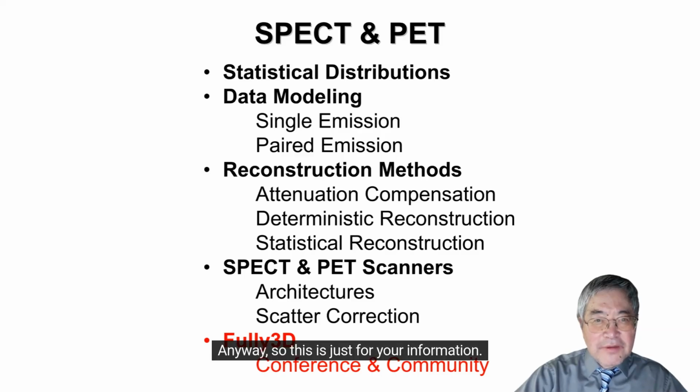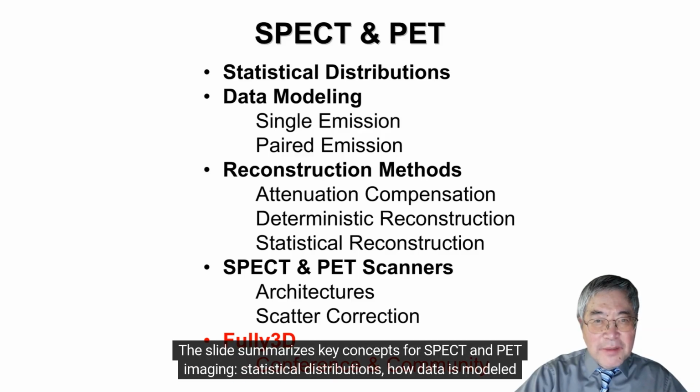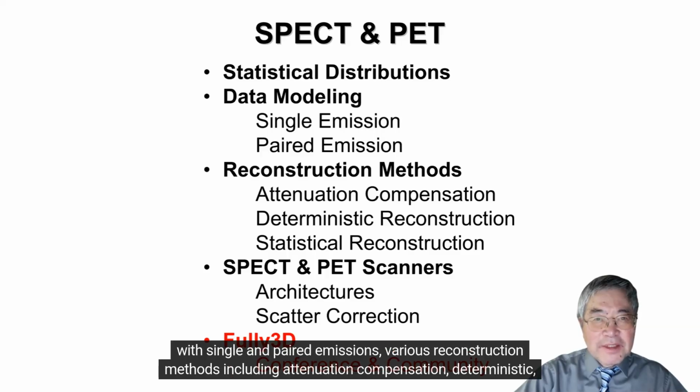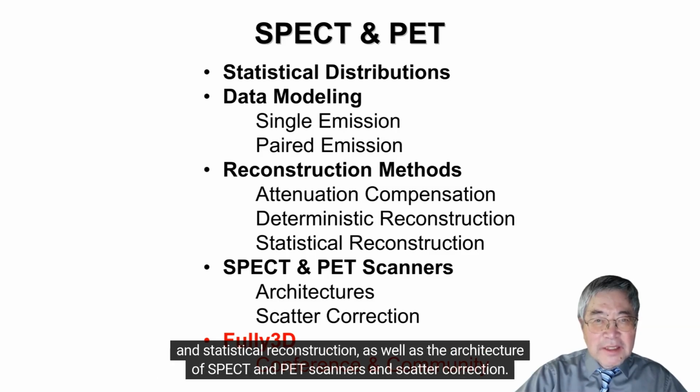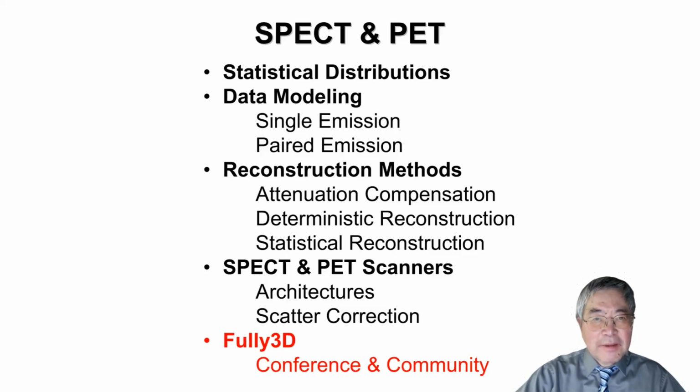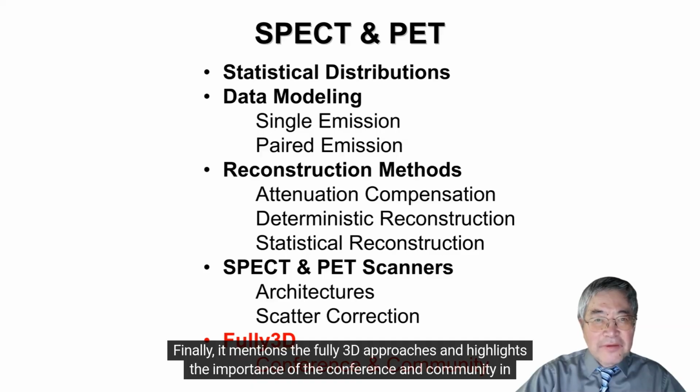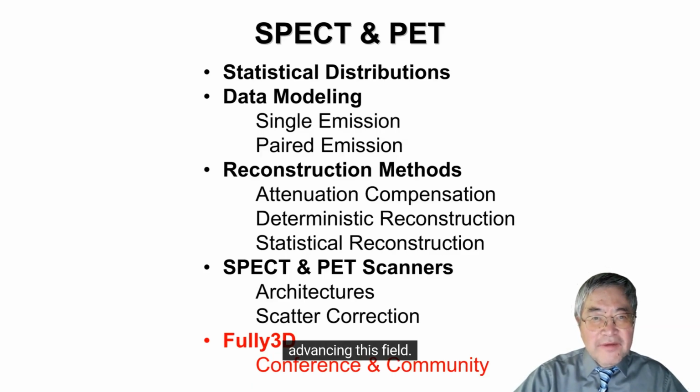Anyway, so this is just for your information. The slide summarizes key concepts for SPECT and PET imaging, statistical distributions, how data is modeled with single and paired emissions, various reconstruction methods including attenuation compensation, deterministic and statistical reconstruction, as well as the architecture of SPECT and PET scanners and scatter correction. Finally, it mentions the fully 3D approaches and highlights the importance of the conference and community in advancing this field.